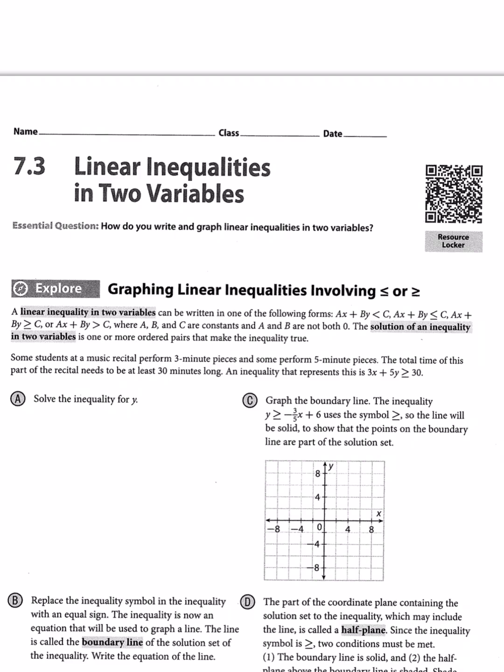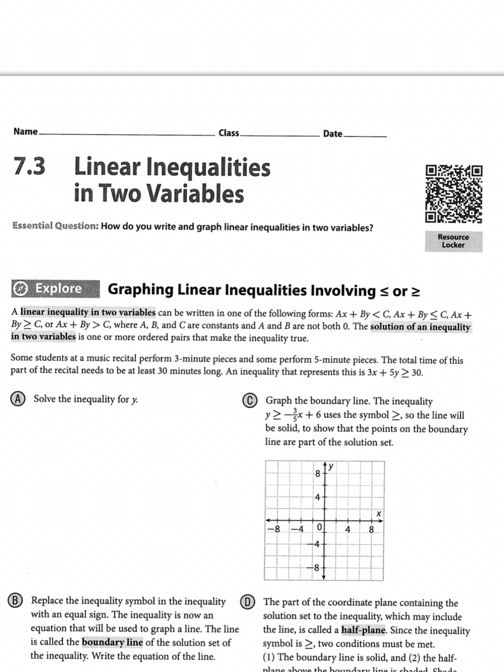Linear inequalities in two variables. Graphing linear inequalities involving less than or equal or greater than or equal. A linear inequality in two variables can be written in one of the following forms: ax plus by is less than c, or ax plus by is less than or equal to c, or you can have the greater than version. Essentially, that's like standard form of a linear function.